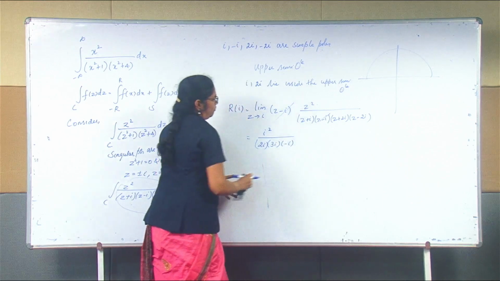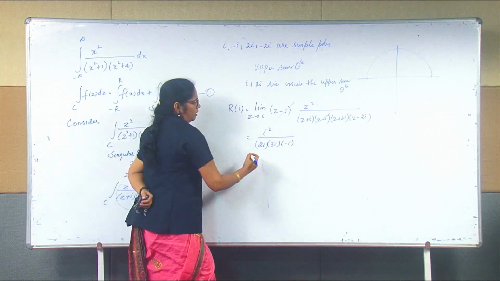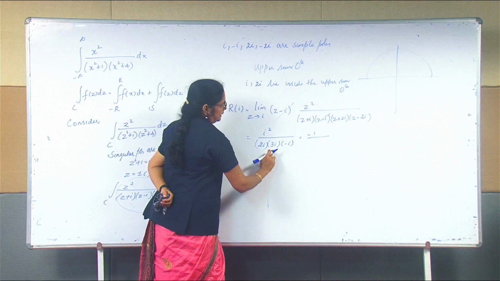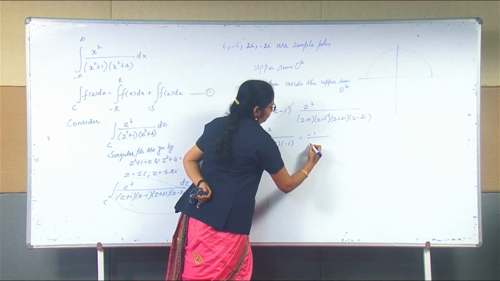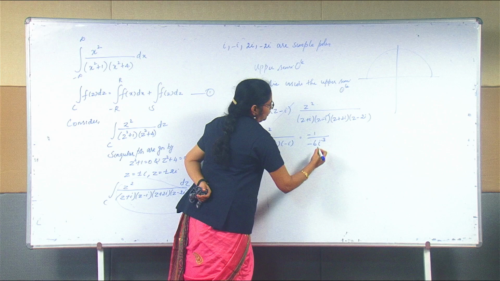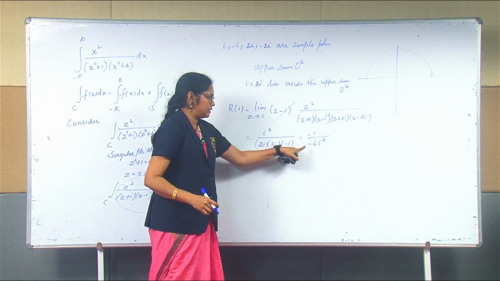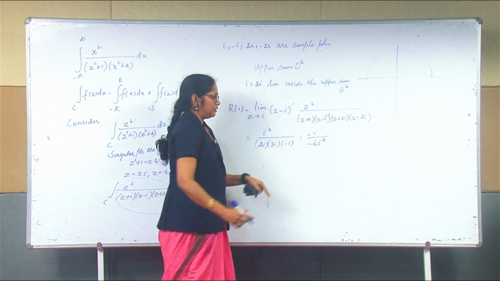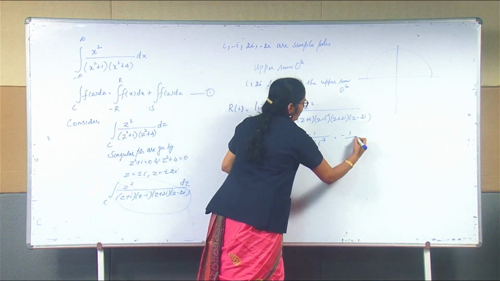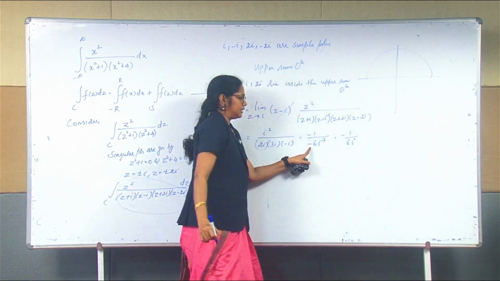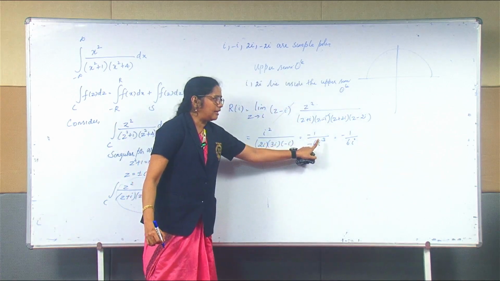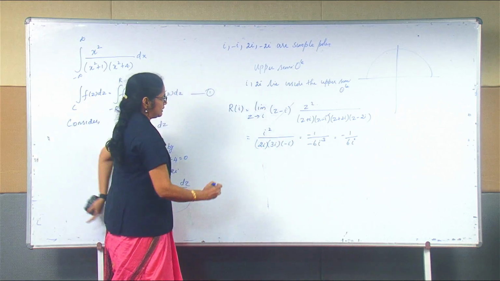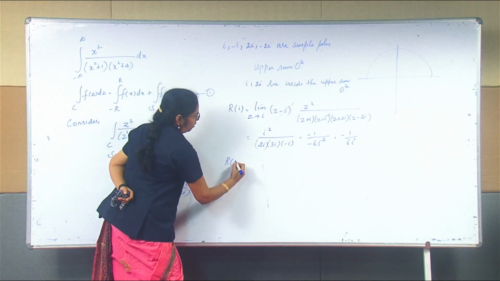Now we have to do the simplification. i square is minus 1, so the denominator is minus 6i cube. i cube can be written as i square into i, and i square is minus 1, so that part is gone. So the result is minus 1 by 6i. Now we need to find R of 2i.